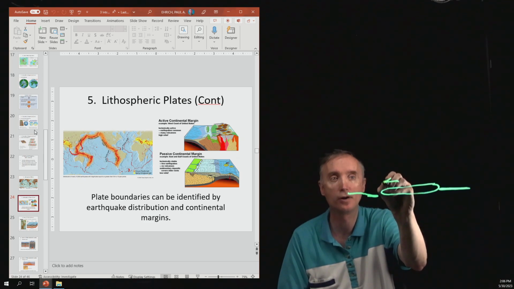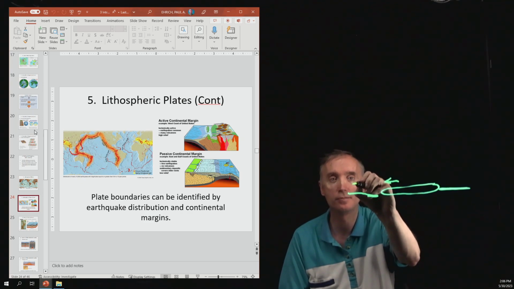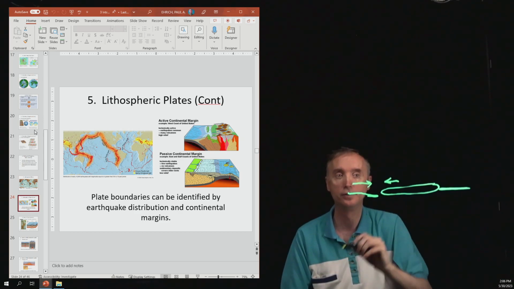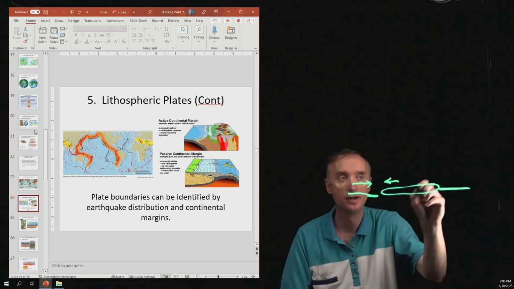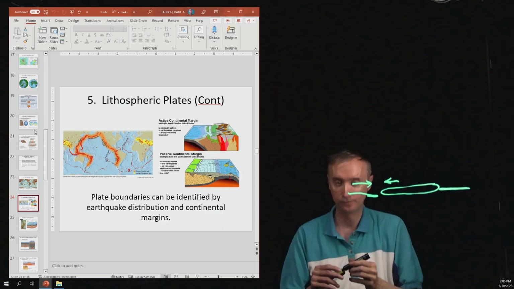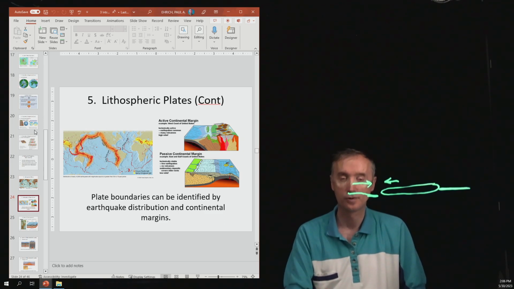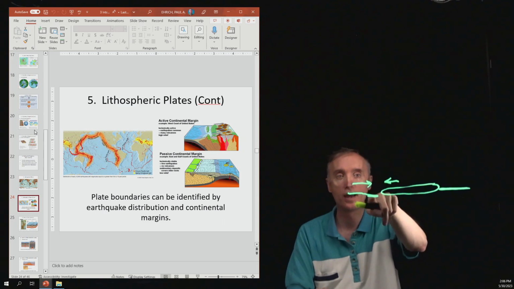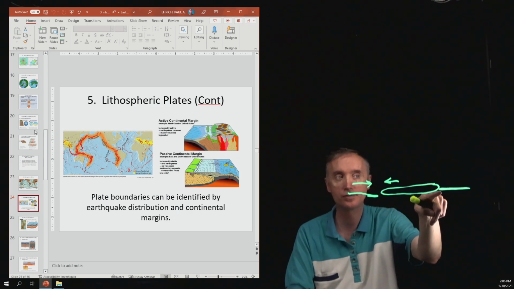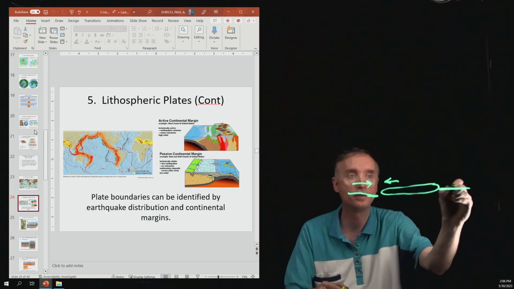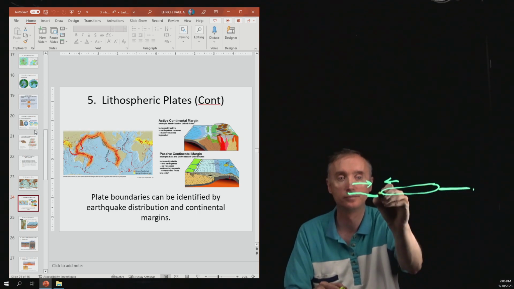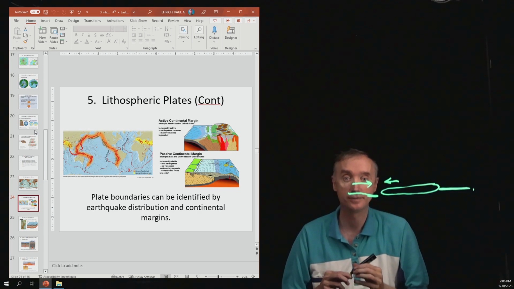So let's say this is North America and it's going that way. And let's say that this is the Pacific plate, and it's going this way, and they're colliding. Then this would be an active margin where they're colliding, and this side over here would be a passive margin. So the active margin here is definitely going to be a plate boundary. The passive one here is not going to be a plate boundary, because this whole thing is the North American lithospheric plate.